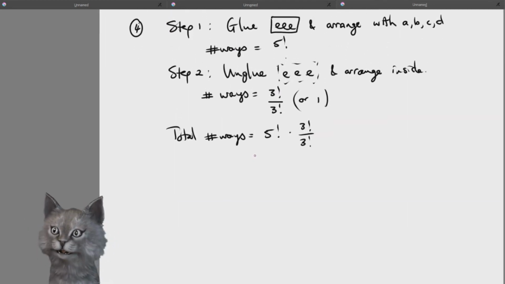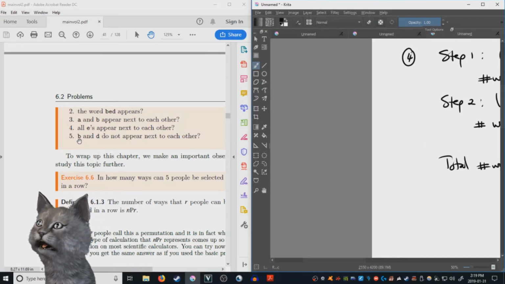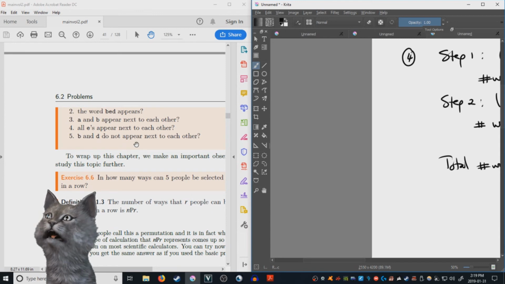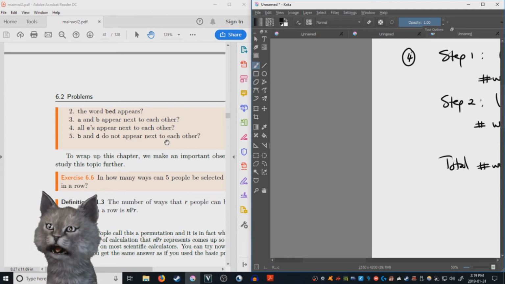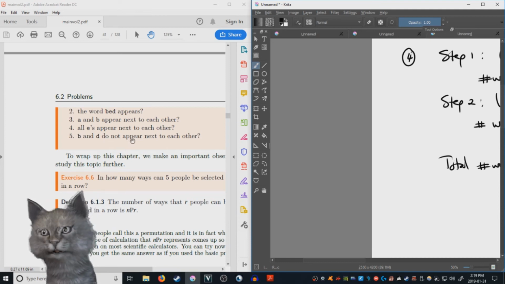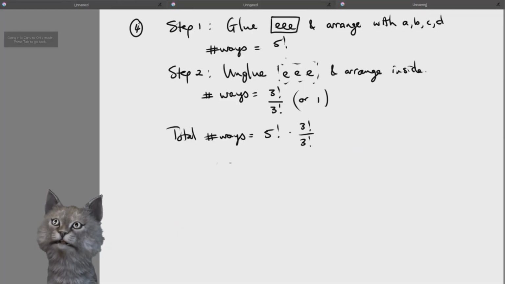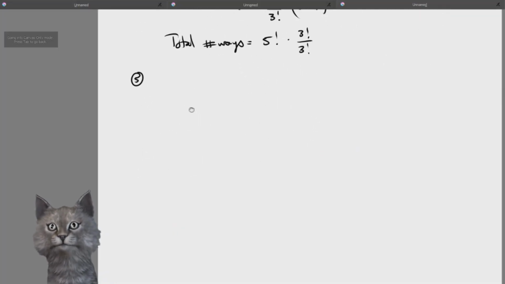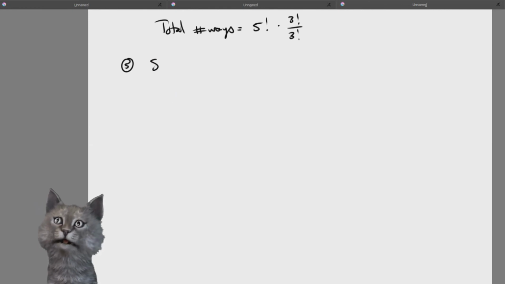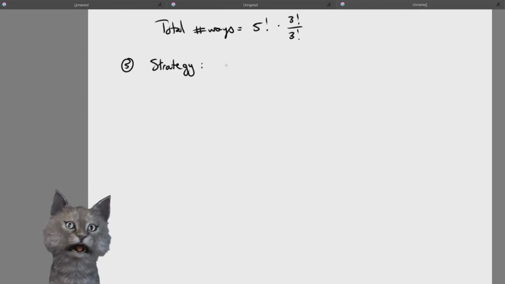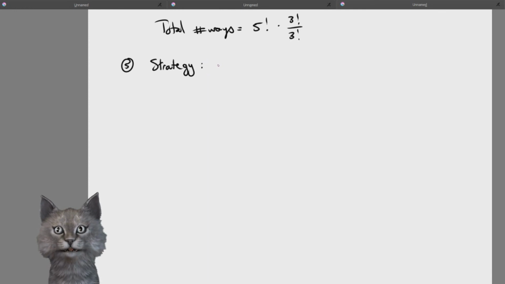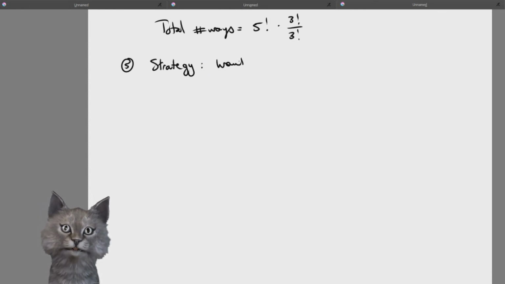There was one more. What was it? Where's my button? There we go. B and D do not appear next to each other. I don't want them next to each other. Alright? Well, I know from experience it's always easier to keep things together than it is to keep them apart. So what I'm going to do is make a plan. What I want is B and D not together.